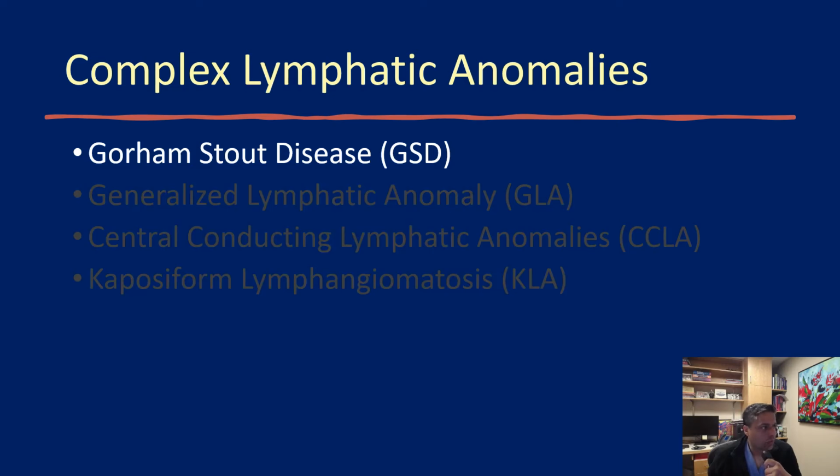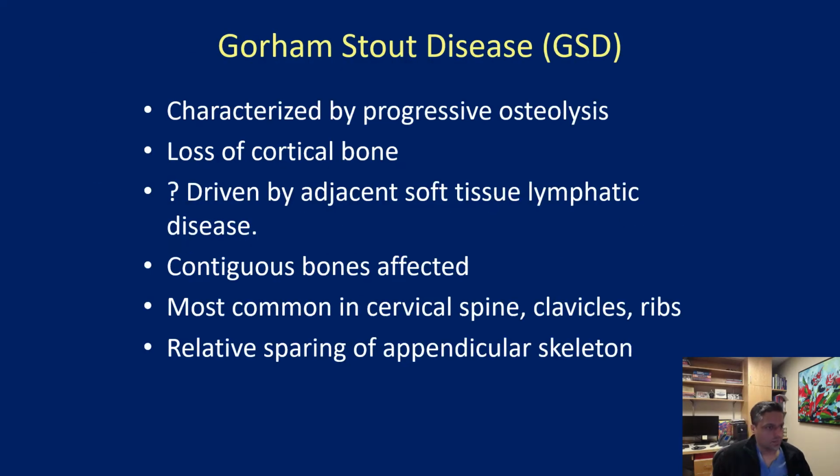Starting off with Gorham-Stout disease. This is probably the most misdiagnosed condition, as a variety of lymphatic disorders of bone have been incorrectly grouped onto this diagnosis. However, this is a disease with very specific clinical and imaging features, the key ones being progressive osteolysis and cortical destruction. Another common finding is the presence of periosseous soft tissue.